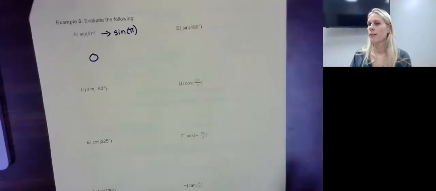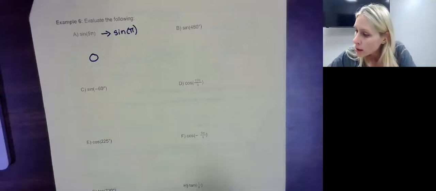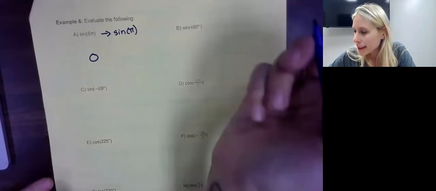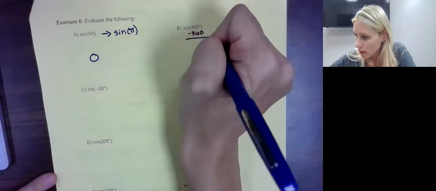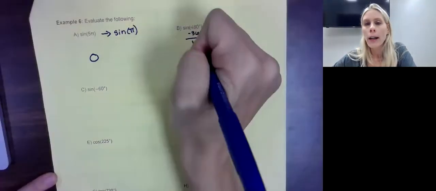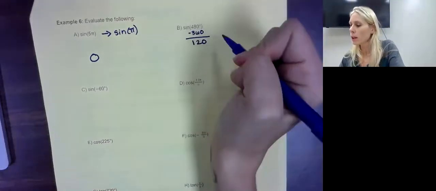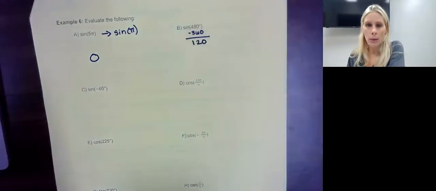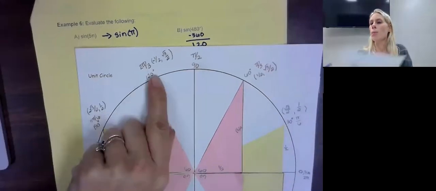Okay, sine of 480. The degrees are a little bit different. They get confusing sometimes when you go around and around and around. So what I like to do is take out a full circle. So 480 minus 360, I subtract a full circle, and I get 120. So sine of 480 is in the same spot as sine of 120. When I look for sine of 120, here is 120, and sine is the second part of the coordinate, so our answer is square root of 3 over 2.